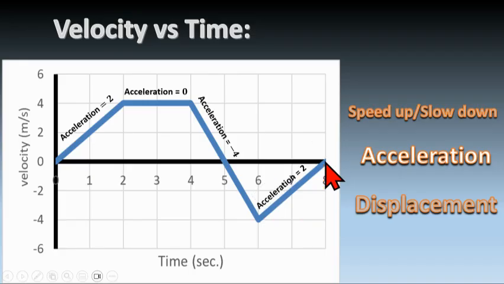All right, so those are our accelerations. Again, for every different slope that you see, you have to find the rise over run, which will tell you the slope of the line, which is indeed the acceleration.